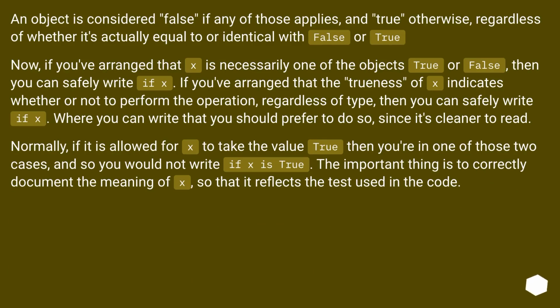Now, if you've arranged that x is necessarily one of the objects True or False, then you can safely write if x. If you've arranged that the trueness of x indicates whether or not to perform the operation, regardless of type, then you can safely write if x. Where you can write that, you should prefer to do so, since it's cleaner to read. Normally, if it is allowed for x to take the value True, then you're in one of those two cases, and so you would not write if x is True. The important thing is to correctly document the meaning of x, so that it reflects the test used in the code.